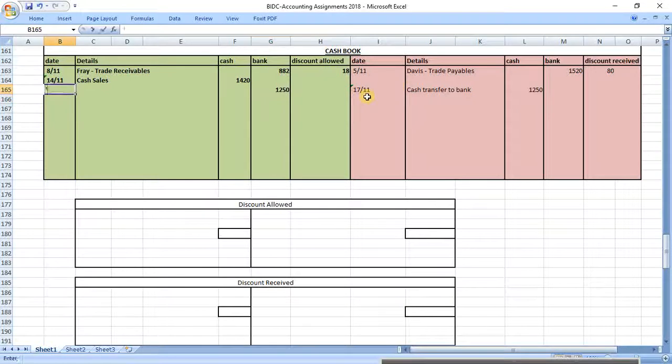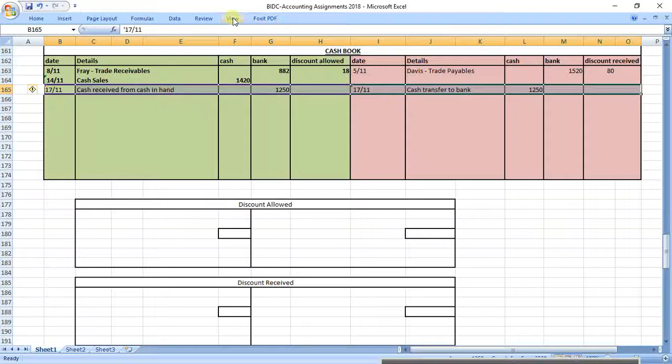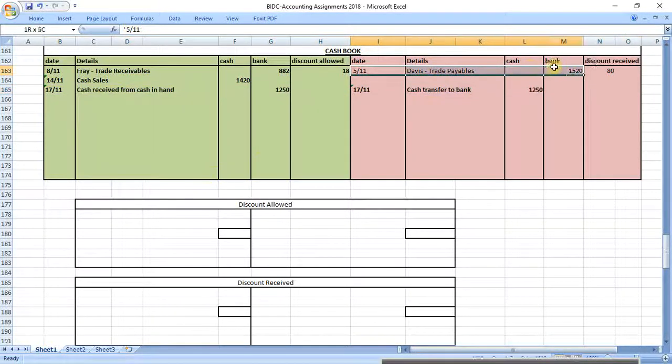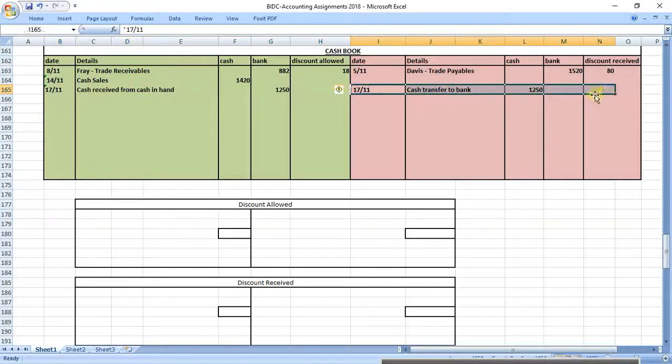That would have been on the 17th. 17/11, this would have been cash received from cash in hand. Obviously money going into the bank, so the bank will go up and the cash will go down. Now we've shown that. We've shown the movements. This was 1250. Bank is going up because it's a receipt. If you look at the debit side first, that would have been the debit, and then the credit would have been that.